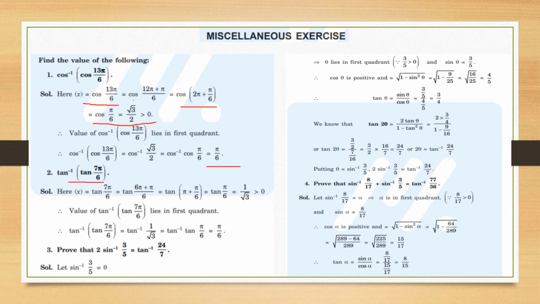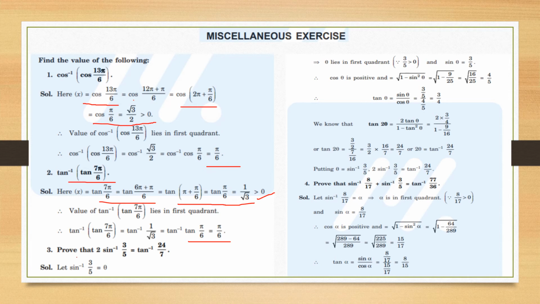Tan inverse tan 7 pi by 6. Here tan 7 pi by 6 can be written as tan 6 pi plus pi by 6, that is tan pi plus pi by 6, and tan 180 plus theta is tan theta, which is your 1 by root 3. Okay. Tan pi by 6 is 1 by root 3, which is positive. And this is the required answer of this question.